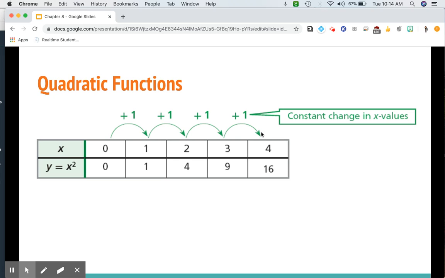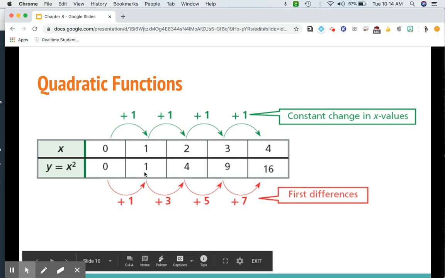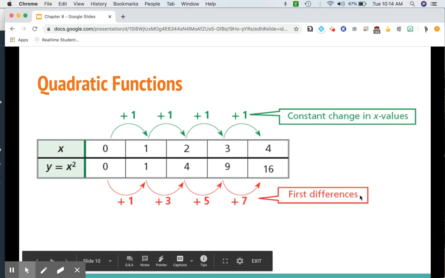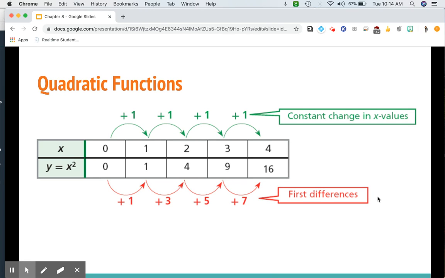Now from there, we can move on to our y values. So how do you get from 0 to 1, 1 to 4, 4 to 9, and 9 to 16? Well, you're adding 1, then you're adding 3, then you're adding 5, then you're adding 7. So that right there is your first difference. And as you can see, they're not constant.